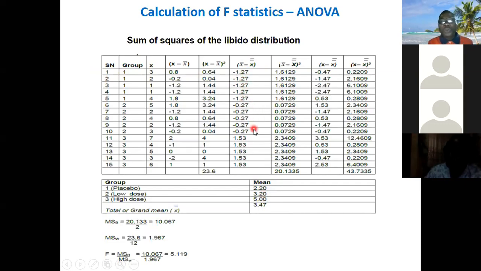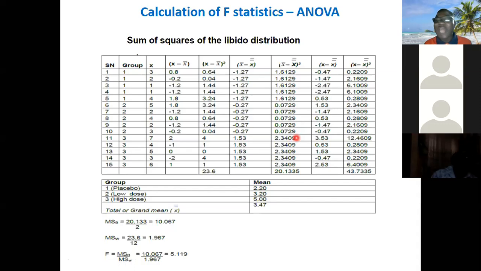For the second group, you remove the grand mean from their group mean, which is 3.2. It gives you minus 0.27, the same for all 5 of them. And the last one, group 3, their mean, which is 5, is greater than the grand mean. You remove the grand mean 3.47 from it, and it gives you 1.53 for all of them. If you add these, it will be 0 also. You square it. Without squaring it is the deviation, while squared is the square deviation. The sum of square deviation is what we call the sum of squares.